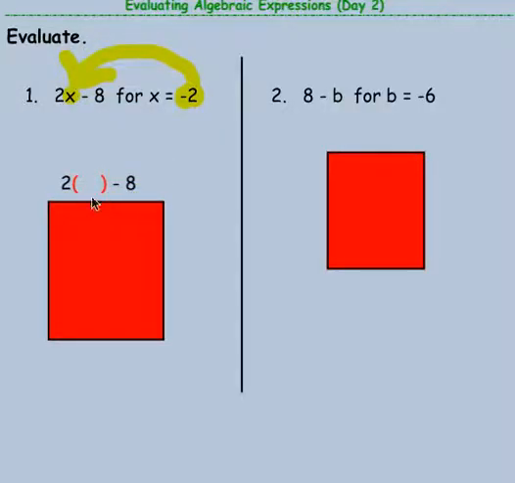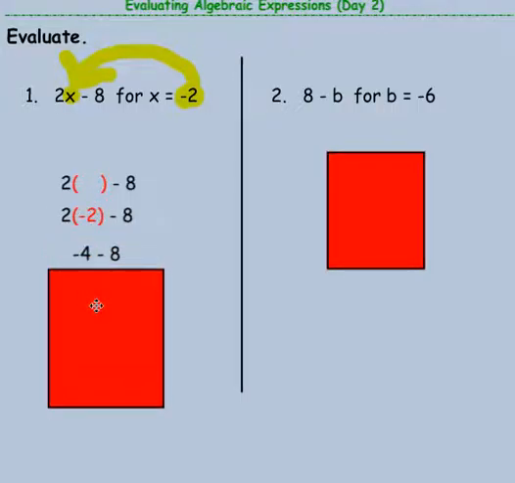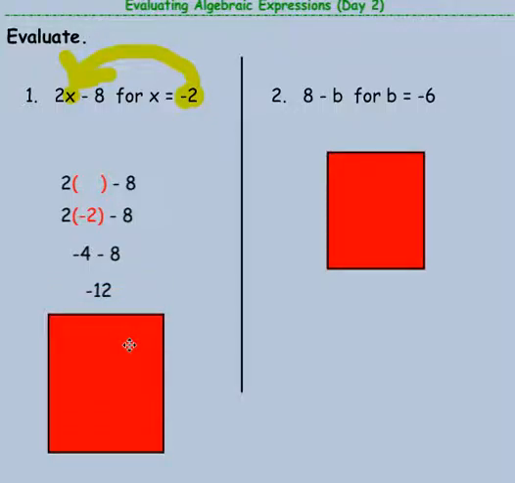So for example, let's put empty parentheses where our variable x would have been. And now we're going to plug in that negative 2. So it looks like this: 2 times negative 2 minus 8. Now according to the order of operations, we have to multiply first. And we get negative 4, bring down the minus 8. And then negative 4 minus 8 gives us our final answer of negative 12.